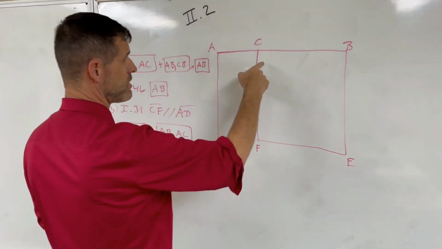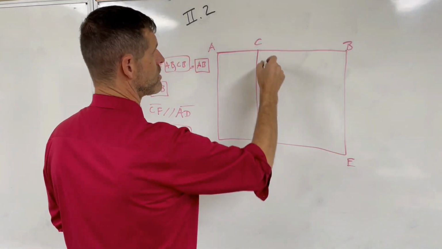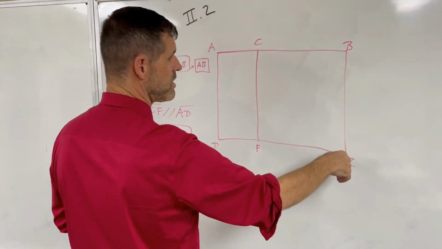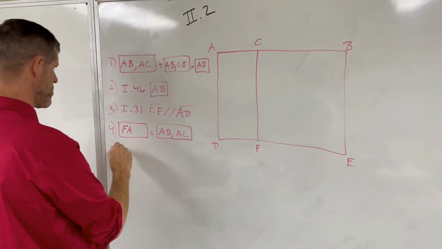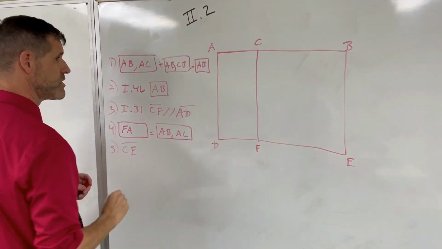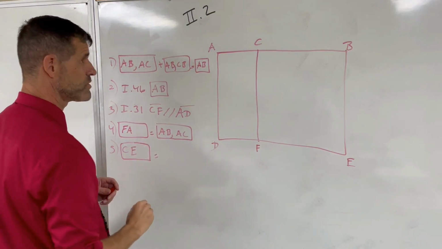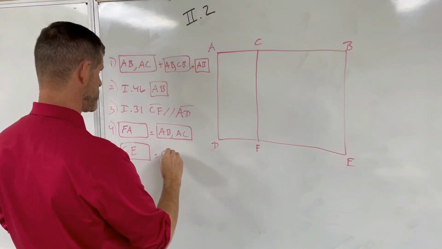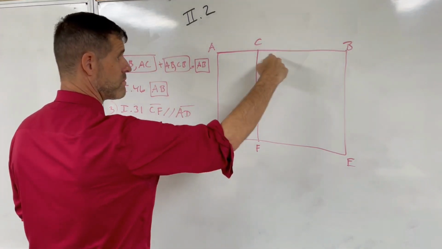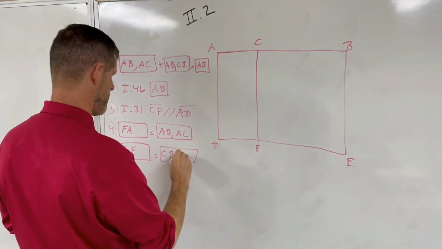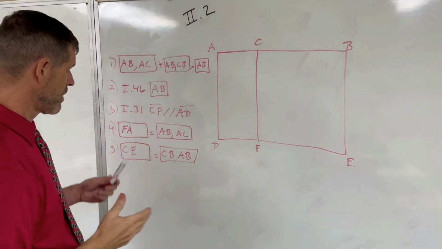And if we look at the figure CE, that is actually the rectangle CB and BE, but BE being the side of the square is also equal to AB. So CE, the rectangle, is equal to CB, rectangle, and AB. And therefore, we've done what we were supposed to do.